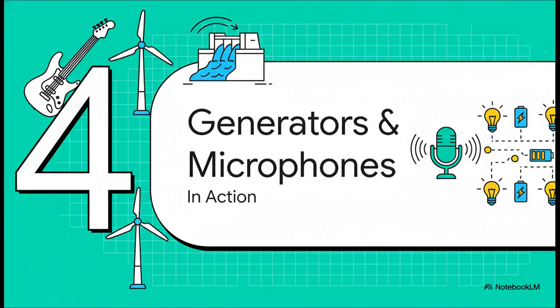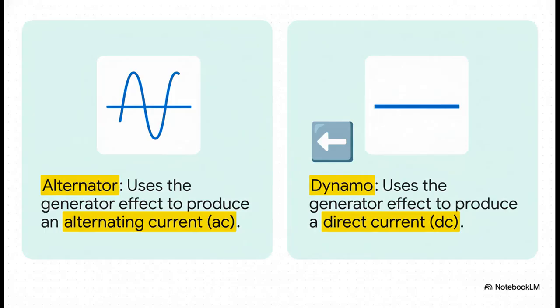Simple. So this whole generator effect thing isn't just some abstract concept in a textbook. It's the driving force behind technologies we use every single day. Let's have a look at a couple of key applications. So at power stations, they use these enormous generators all based on this effect. The two types you need to know are alternators and dynamos. Now they both work by spinning a coil inside a magnetic field, but the key difference is what comes out.